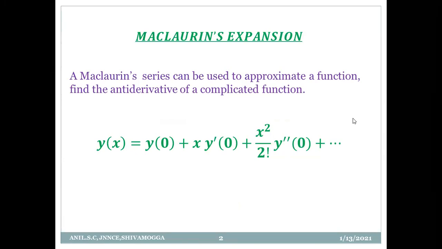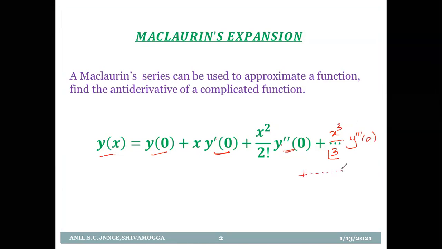It is given by y of x. y of x is a function of x. y of x is equal to y of 0, that is the function when x is equal to 0, plus x into y dash of 0, that means the first derivative when x is equal to 0, plus x square divided by 2 factorial into y double dash 0, the second derivative at x is equal to 0. You can guess the third term. The third term will be x cube divided by 3 factorial into y triple dash 0. And this continues up to infinity.